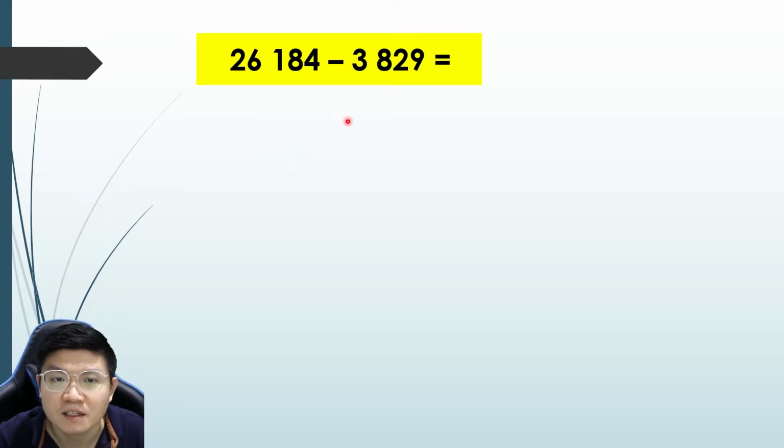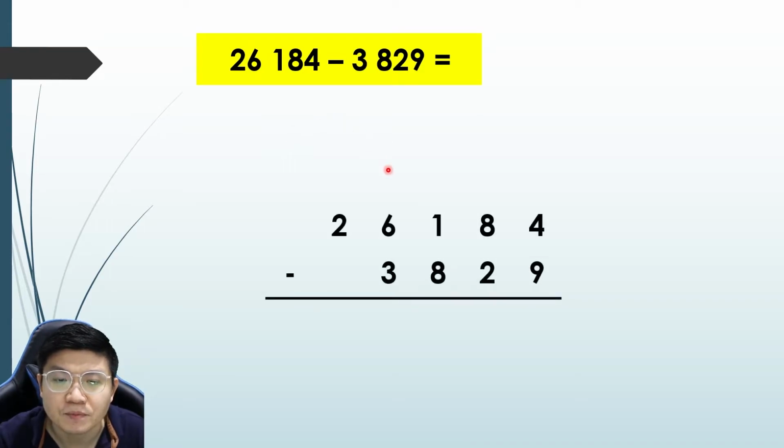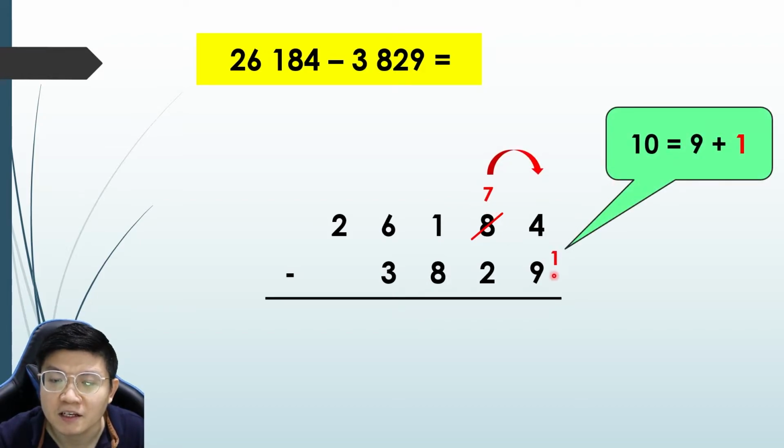26,184 minus 3,829. First we arrange them in standard form. Starting from the right-hand most, ones here, 4 minus 9, not enough. So we borrow from 8, and it becomes 7. For the 10, what we do is look for the friend of 9 here. The friend is actually 1. So this time 4 and 1 will be added together, so we get 5.